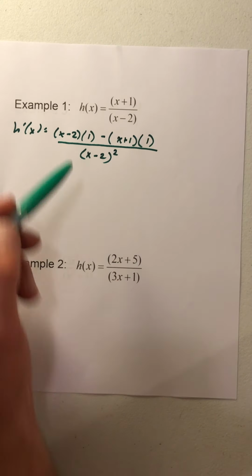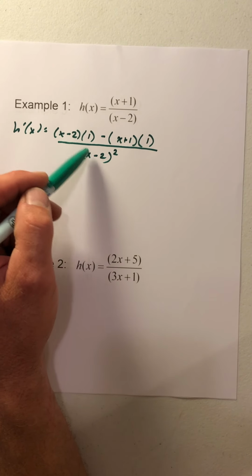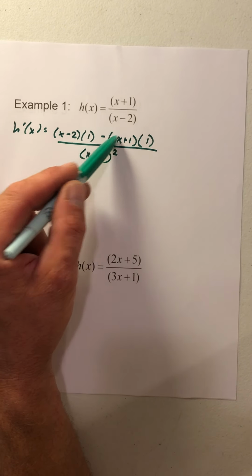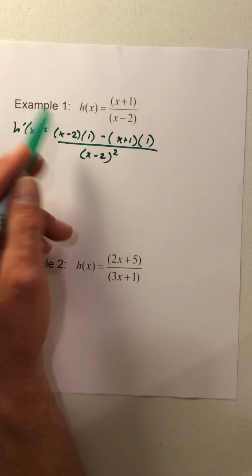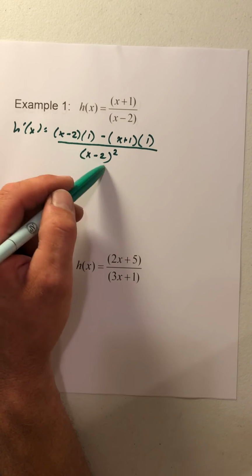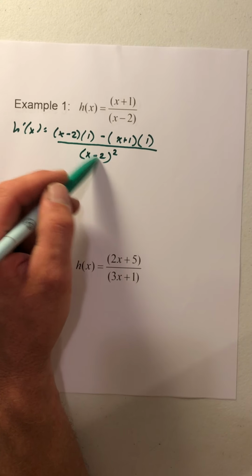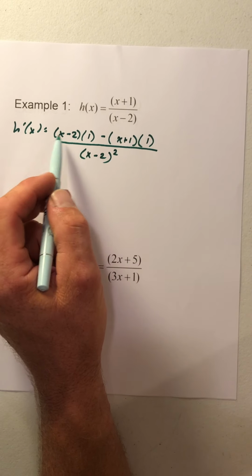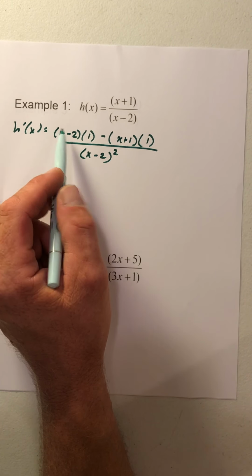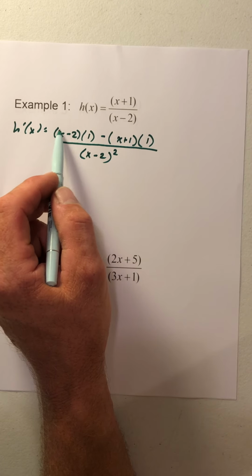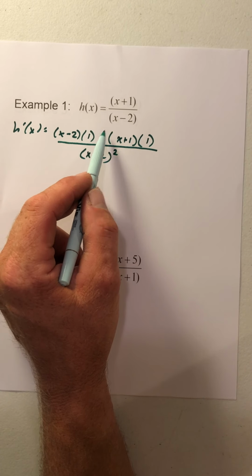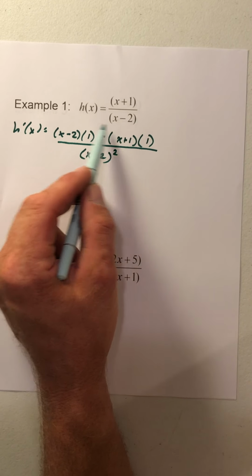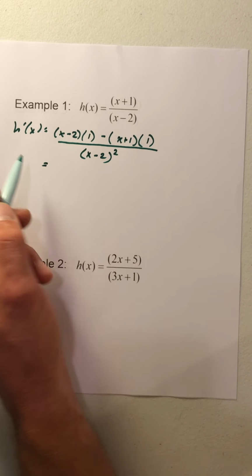Please, please, please do not cancel any terms that are not in all of the different parts of the rational expression. Some of you are going to cancel the x minus 2, and I'm going to mark it wrong because I told you, do not cancel pieces. You have to clean up the numerator first. We will eventually see where we have x minus 2's that are canceled, but in this example, we're taking x minus 2 times 1, and then from that we're subtracting x plus 1 times 1. So the x minus 2 is embedded within a bigger part of that numerator.